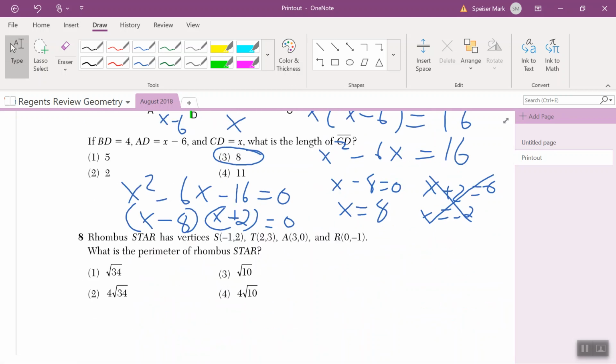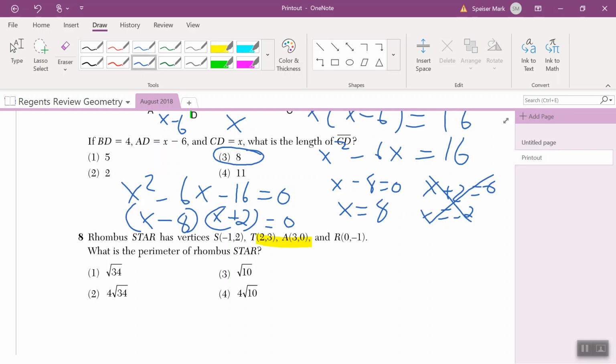On to the last question of this video. Rhombus STAR has vertices S(negative 1, 2), T(2, 3), A(3, 0), and R(0, negative 1). What's the perimeter of rhombus STAR? Well, a rhombus has all 4 equal sides, so let's find the length of one side. Let's use the ones that do not have negatives, T and A.